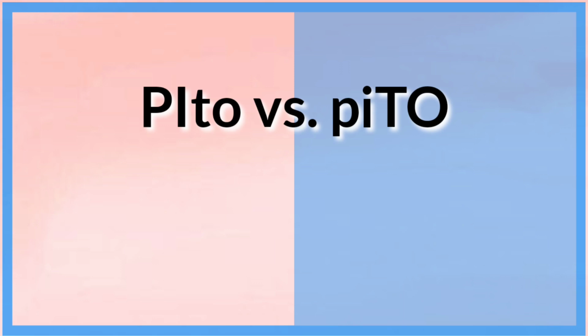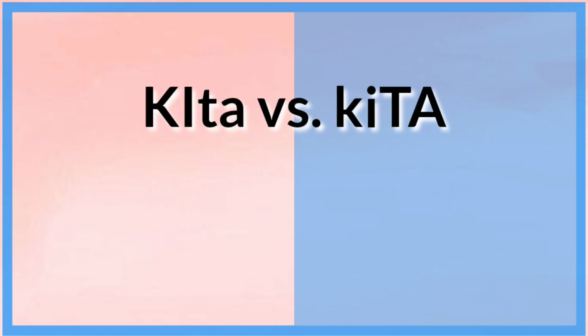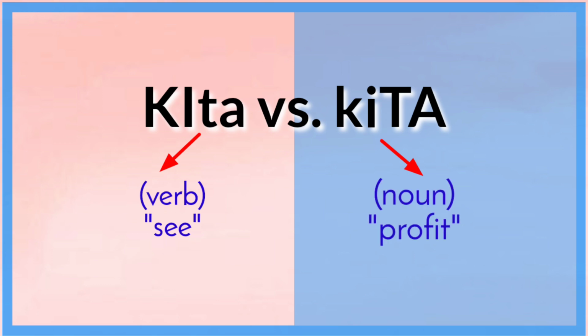Pito versus pito. Pito is a noun, means whistle, while pito is also a noun, means 7. Kita versus kita. Kita is a verb, means see, while kita is a noun, which means profit.